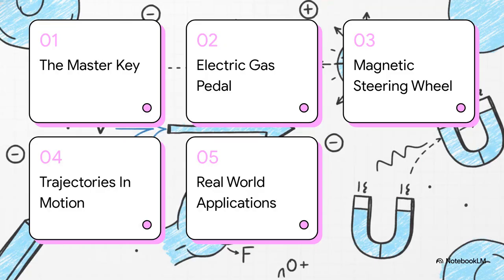So here's our flight plan for today. We'll cover 1. The master key, 2. The electric gas pedal, 3. The magnetic steering wheel, 4. Trajectories in motion, and finally, 5.